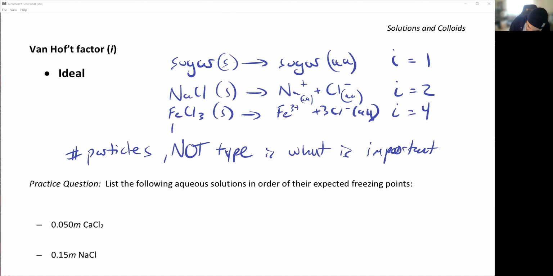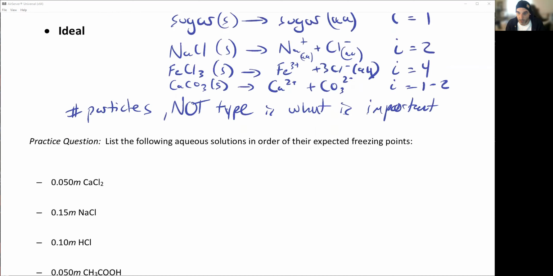And how about, we're going to use this one. Calcium carbonate, CaCO3, which is a partially soluble salt. So calcium 2+, and carbonate 2-. So the I we want to say is going to be 2 because it creates 2 particles. But remember, it's weak. So actually, it's going to be between 1 and 2 particles. So some of the time it's 1, some of the time it's 2. So that's the idea. The Van Hoff factor is essentially telling you how much it actually breaks apart.